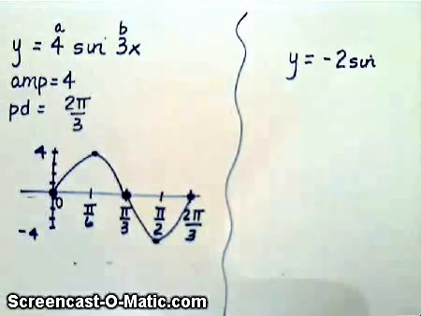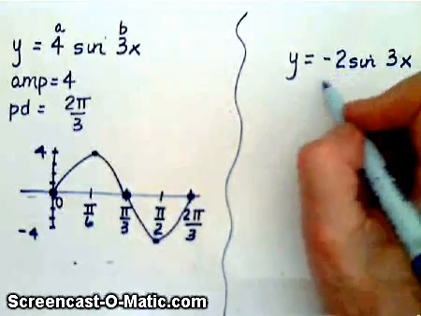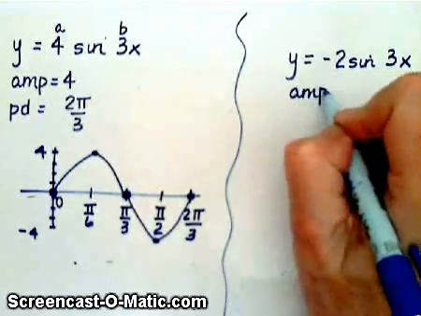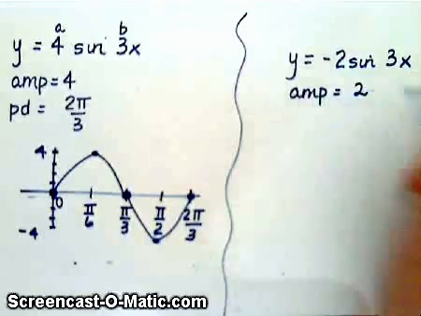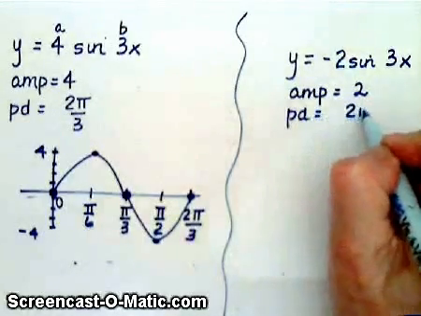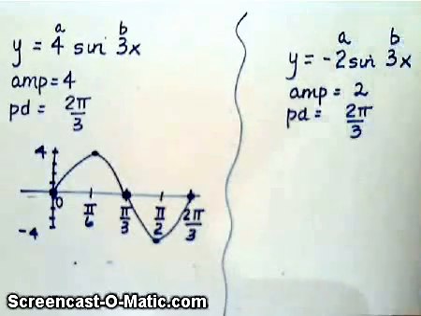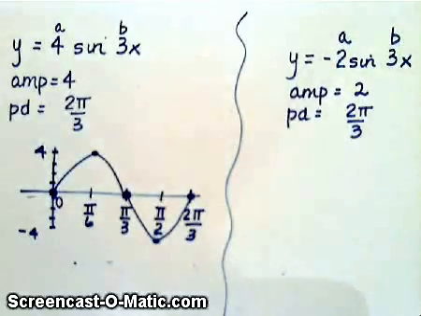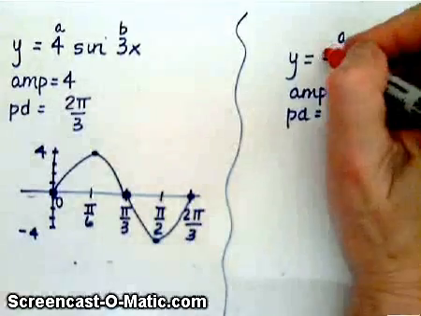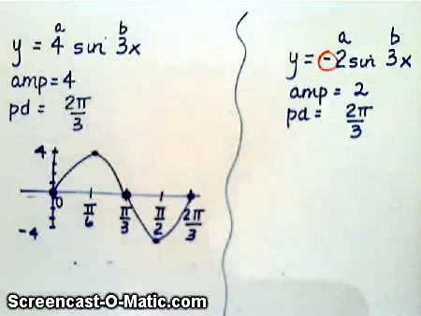All right, negative 2 sine 3x. So amplitude is 2, period is 2 pi over 3. Again, this is A, this is B. Now, I'm going to circle this negative, but I'm not going to include it in the amplitude. I really don't have a problem with that, but remember I told you your WebAssign is pretty specific. They want the amplitude to always be positive.